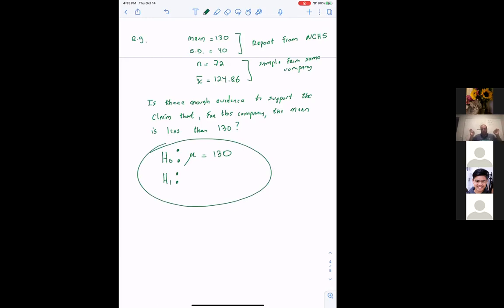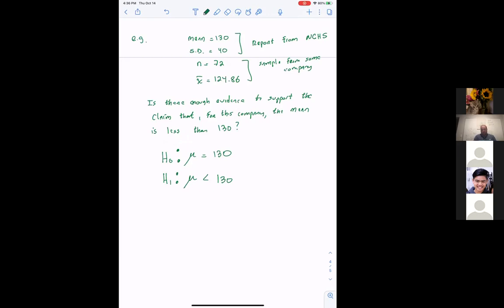The 124.86 that came from my sample is purely what I'm going to use to test the hypotheses. The hypotheses themselves are all about what I believe the mean is. I'm not going to believe the mean is 124.86 just because that's what I got. But in this case, some of you are correct. We are testing whether the mean is less than 130.